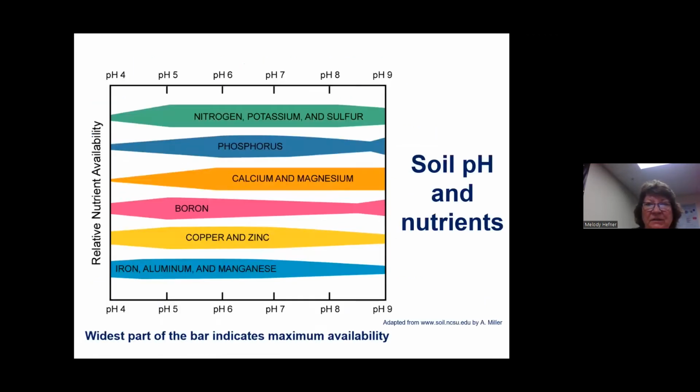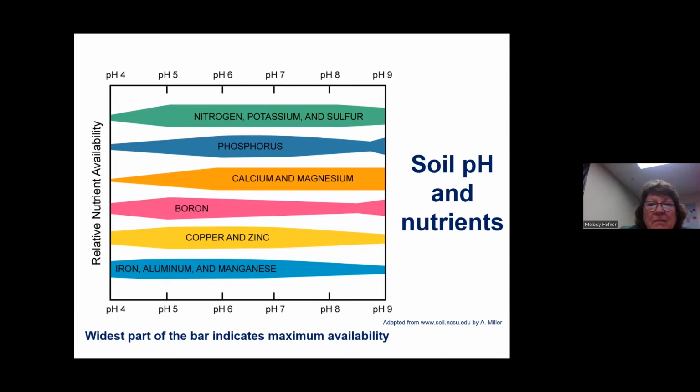Let's talk about why we should care about that. If you know your soil pH, you can start to anticipate that it may be affecting the availability of plant nutrients and biological activity in your soil. The most essential plant nutrients are available in a pH between 6 and 7. That's when all these things are available. The nutrient availability, the wider this color band is, the more the nutrients are available to plants. So between 6 and 7, most everything's available to plants.